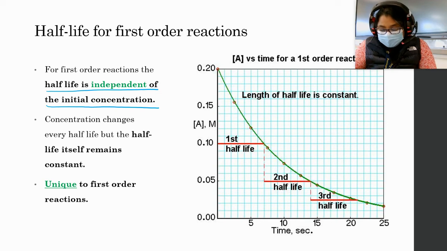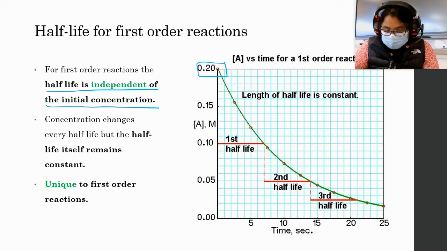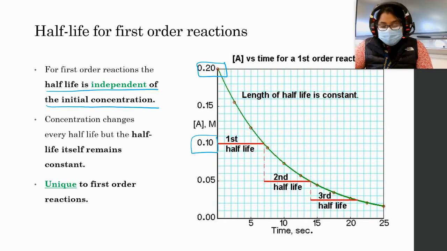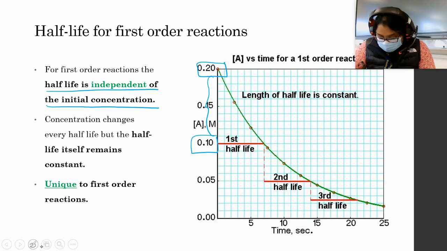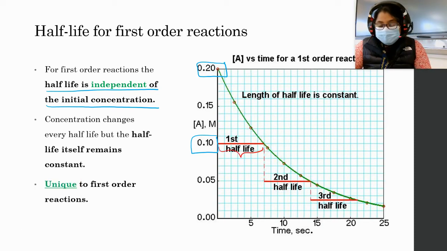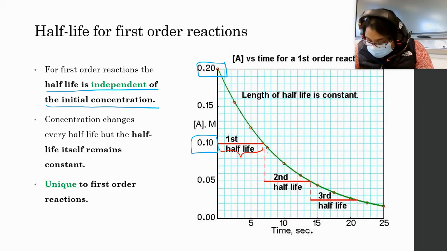That means you are lowering the concentration of A from 0.2 to 0.1, that is 1/2 of what you started out with. That time that it took to go from 0.2 to 0.1, that's your half-life. How much time did it take to lower the initial concentration to 1/2 of its original amount? So that's your half-life. Here, I think it's like 7 seconds, right?